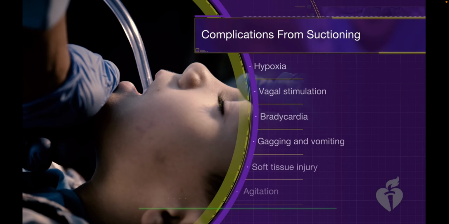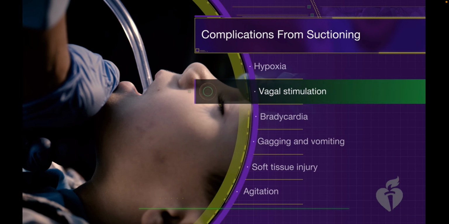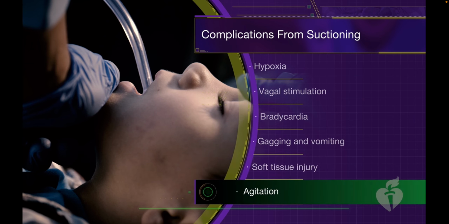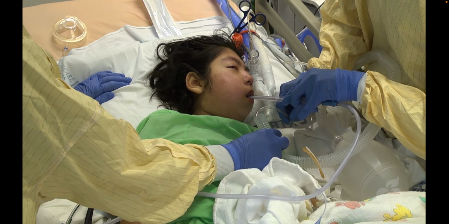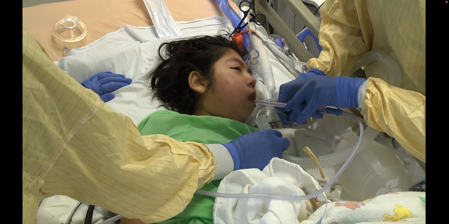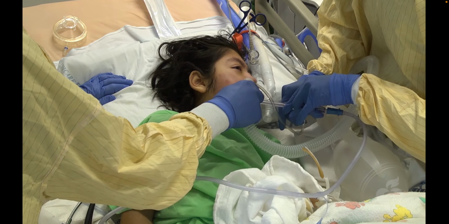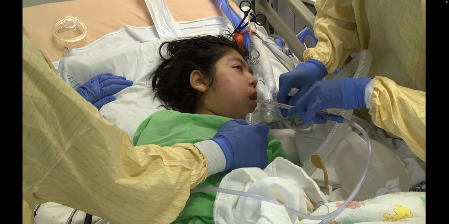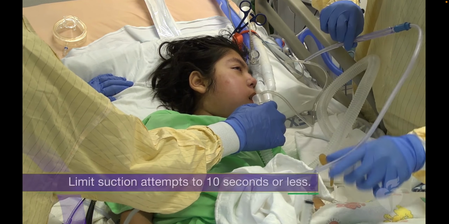Complications from suctioning may include hypoxia, vagal stimulation, bradycardia, gagging and vomiting, soft tissue injury, and agitation that may further compromise the patient's cardiorespiratory status. To suction the oral pharynx, gently insert the distal end of the suction catheter into the oral pharynx over the tongue. Guide it into the posterior pharynx and apply suction by covering the catheter side opening. At the same time, withdraw the catheter with a rotating or twisting motion. Try to limit suction attempts to 10 seconds or less. This will help reduce the risk of hypoxemia.